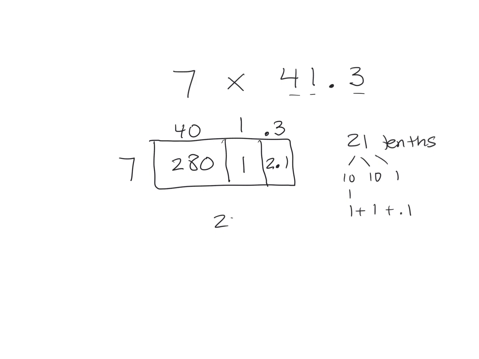So I add these together. 280 plus 7 is 287. Put a decimal there. Let's line up our decimals. Again, if you can do this mentally, that's fine. I'm just showing you on this. 289 1/10. So boys and girls, this is how we're doing our worksheet today using the area models.